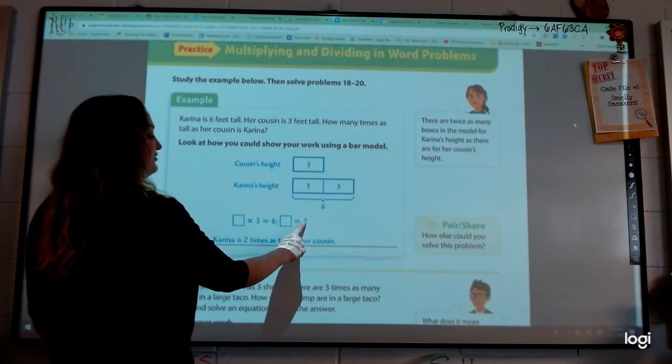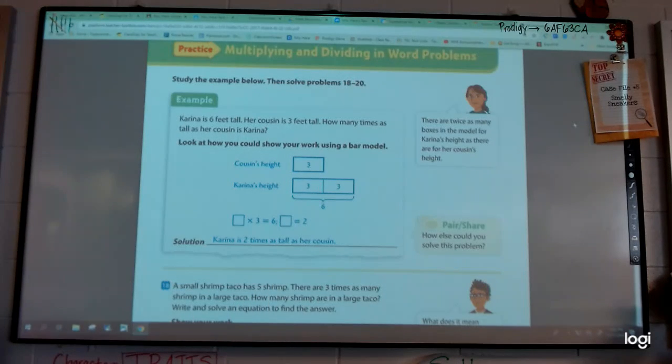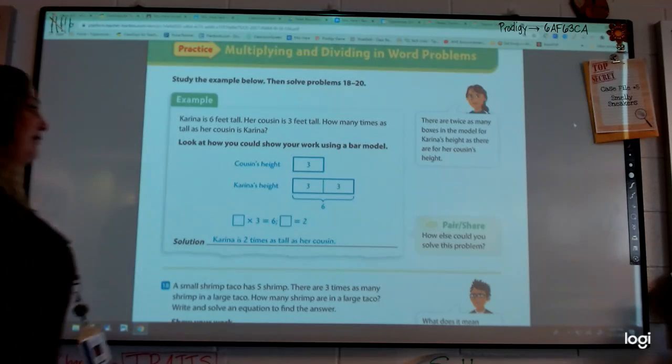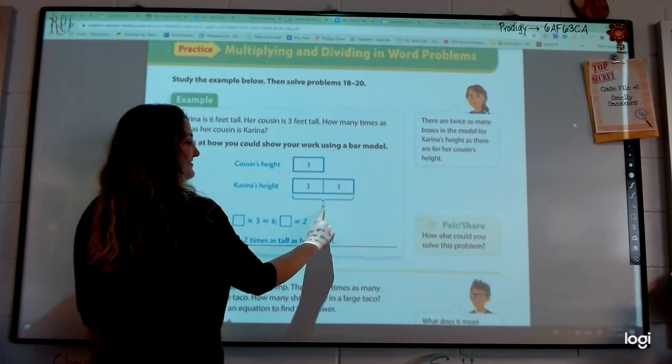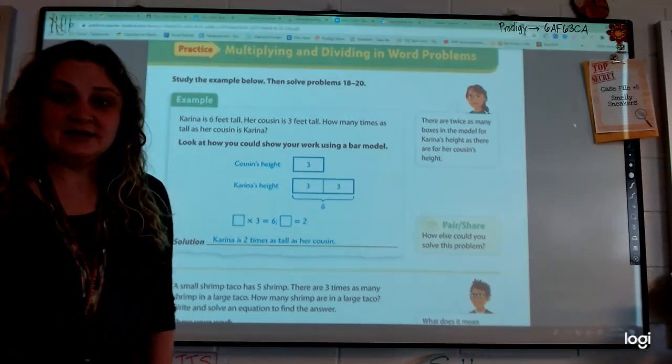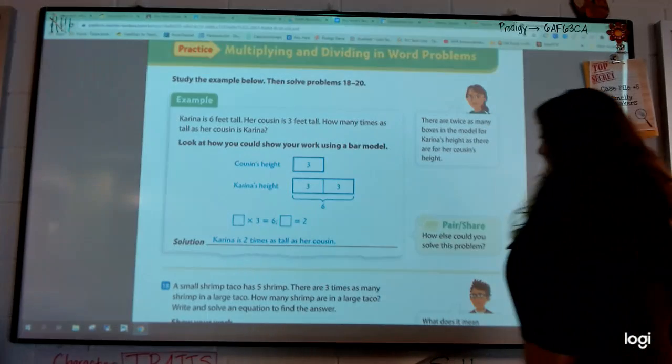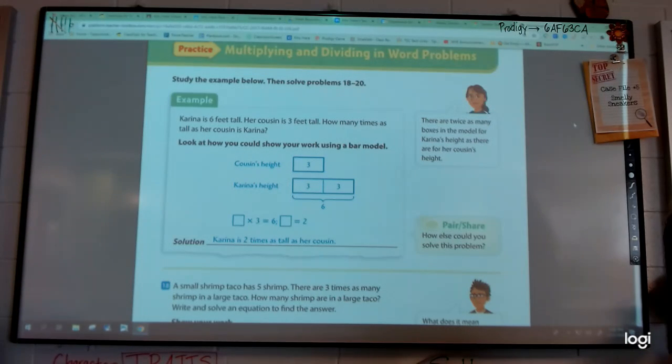Well, we know that 2 times 3 equals 6. So Karina is 2 times as tall as her cousin. We know that because 3 times 2 would be 6. All right? So that is a bar diagram. So anytime they ask you to draw one of those, that is what they want you to draw. So we will practice that together. Let me go and scroll down my page.